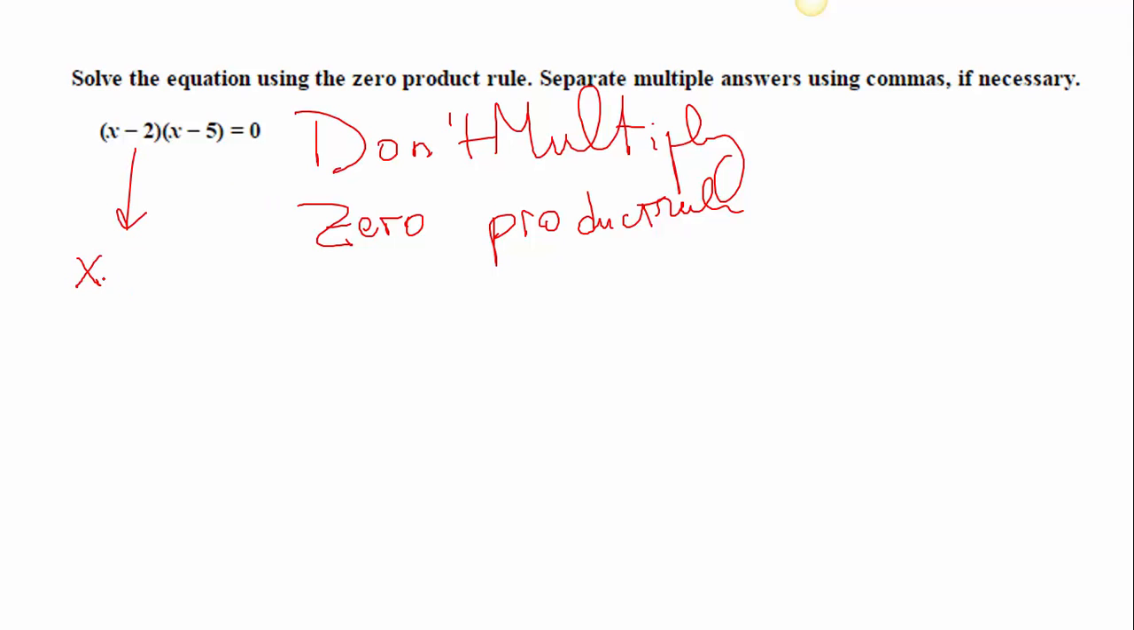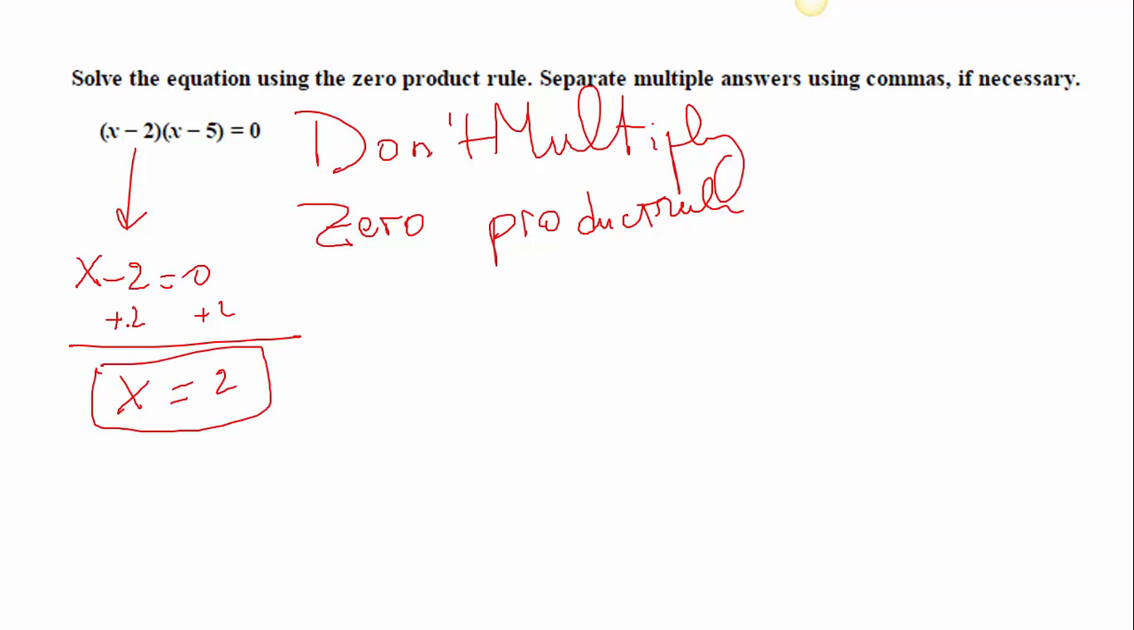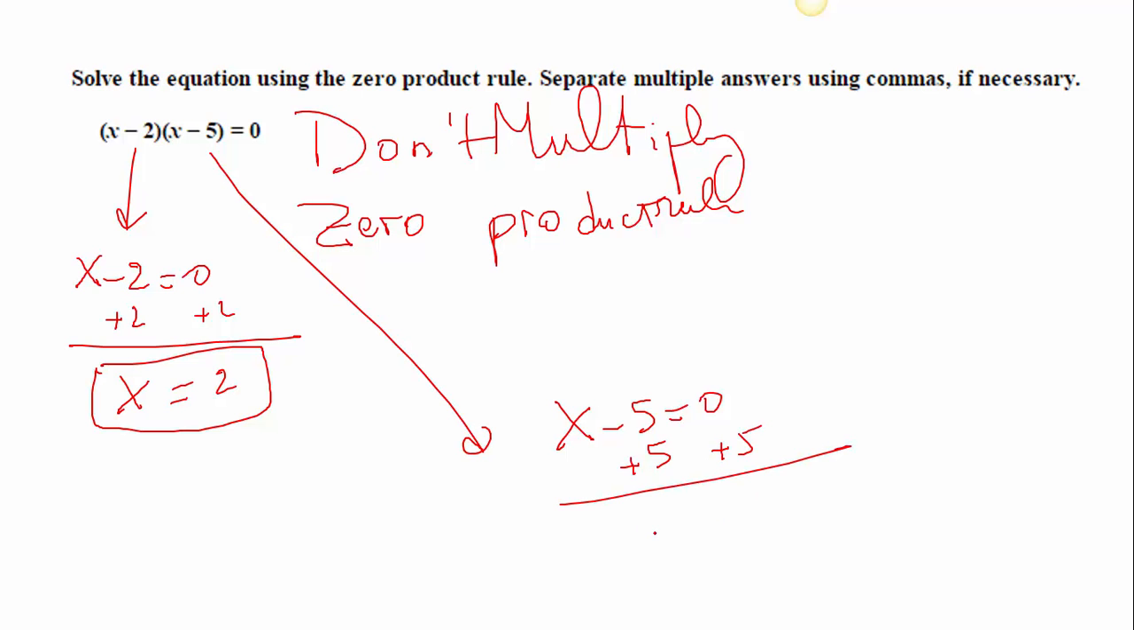So x minus 2 equals 0. Add 2 to both sides. No need to divide, because there is nothing in front of the x. So x equals 2, one option. The second option: equate x minus 5 to 0, add 5 to both sides. x equals 5. Final answer, 2, 5, and we can check if you want.